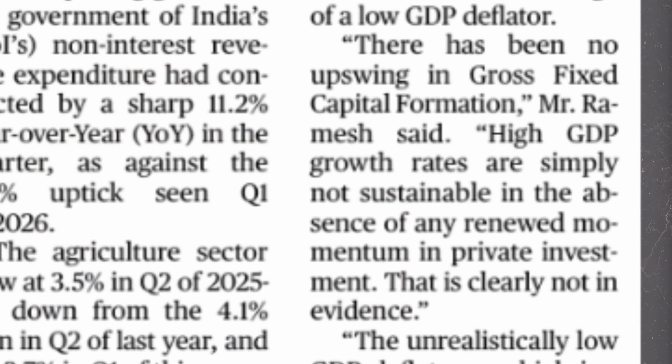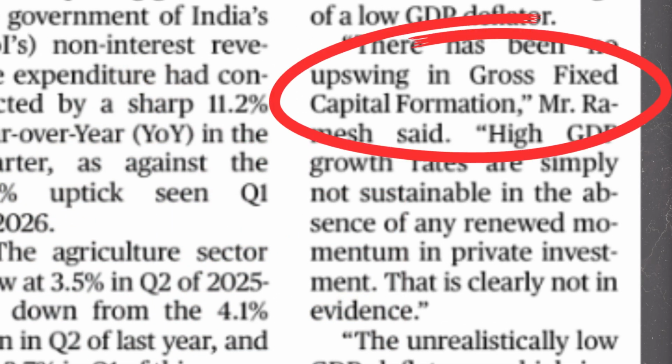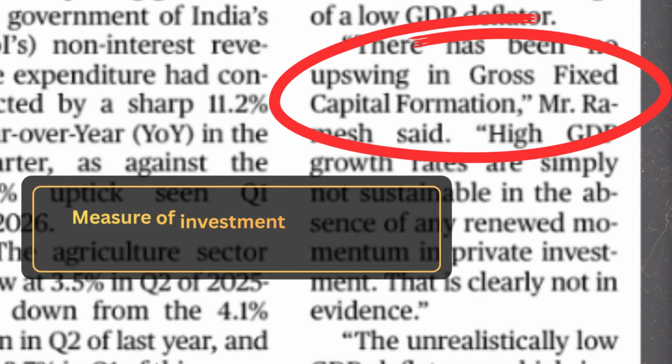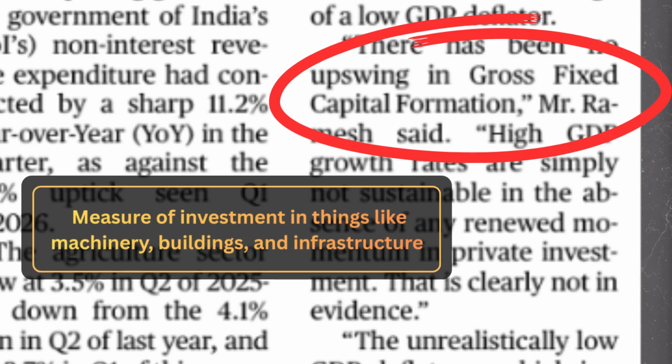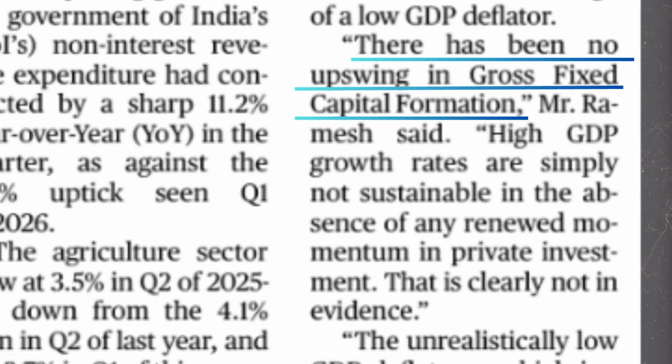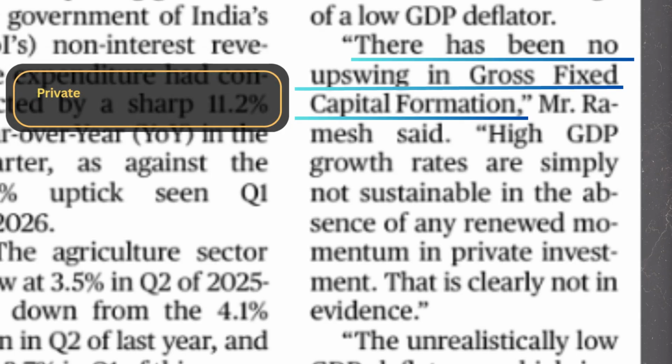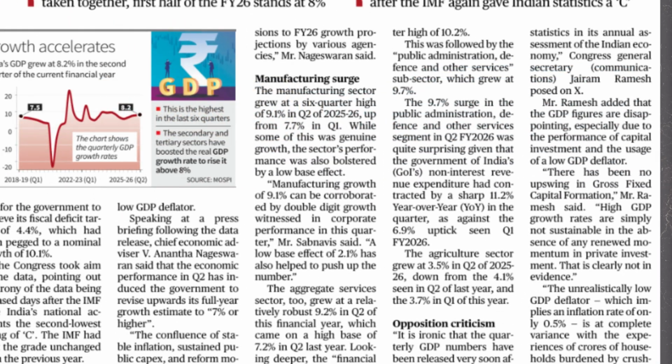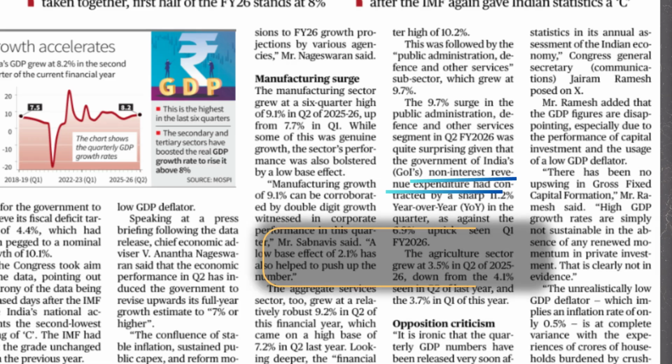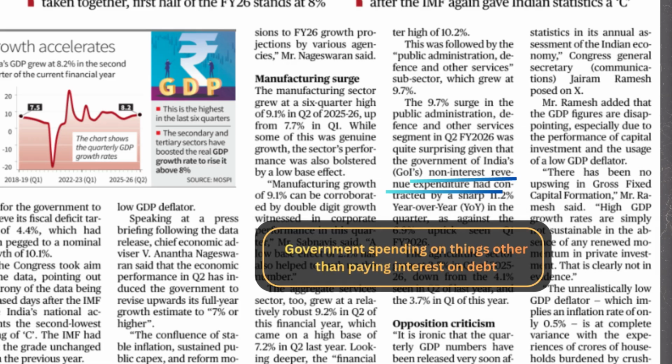The term gross fixed capital formation, or GFCF, also appears. This is a measure of investment in things like machinery, buildings, and infrastructure. When critics say there has been no upswing in GFCF, they mean private investment isn't rising, which could limit long-term growth. Finally, you'll hear non-interest revenue expenditure. This refers to government spending on things other than paying interest on debt, such as salaries, subsidies, and programs. A drop in this spending can affect growth in public services.